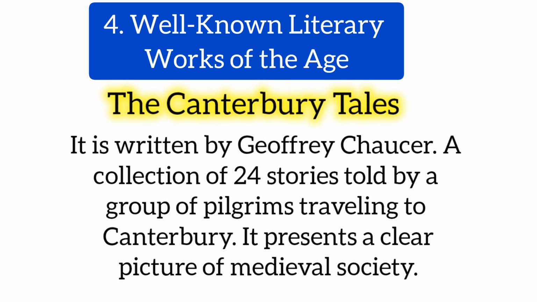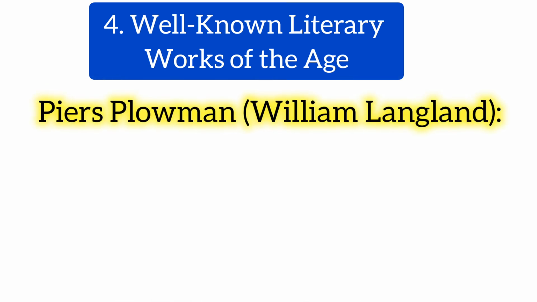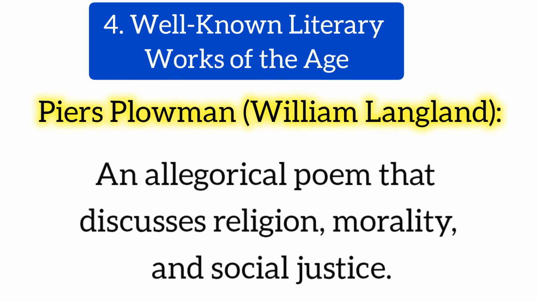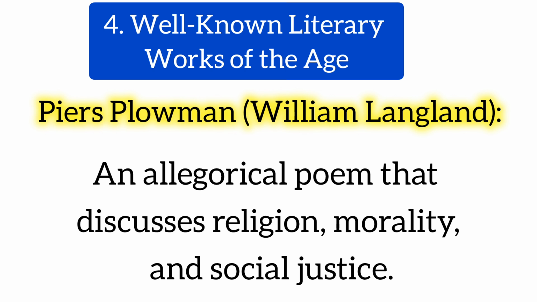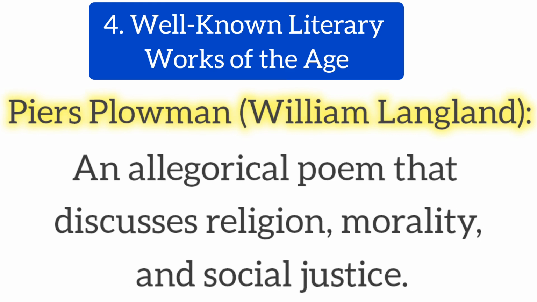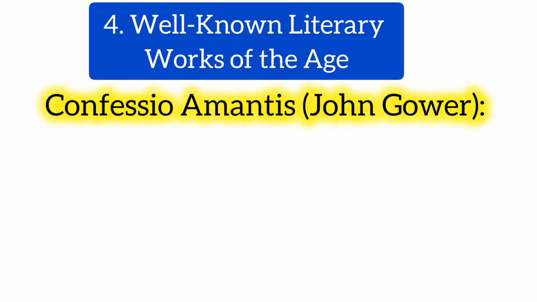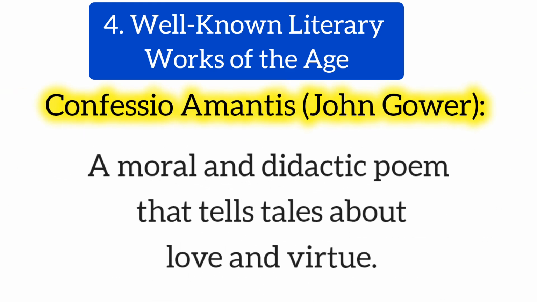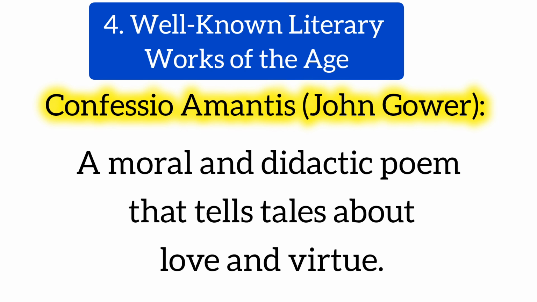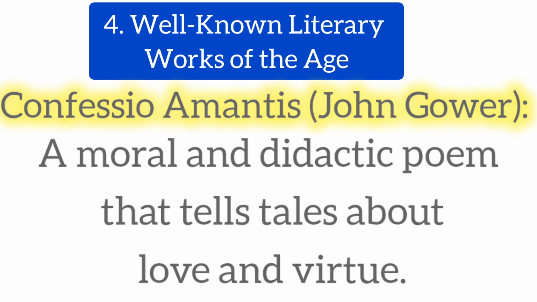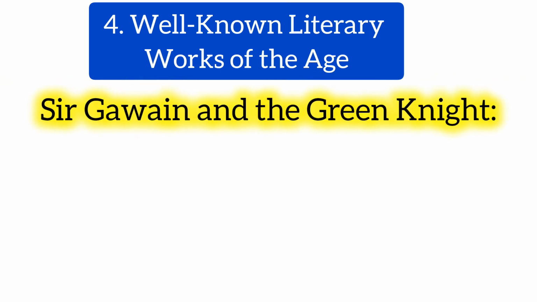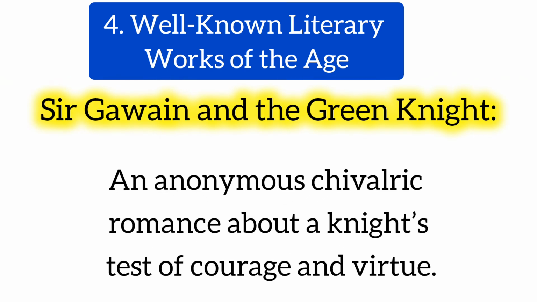Okay, number second important work is Piers Plowman, which is written by William Langland, an allegorical poem that discusses religion, morality, and social justice. Okay, the next important work of the age was Confessio Amantis, written by John Gower. It was a moral and didactic poem that tells about love and virtue. Next important work is Sir Gawain and the Green Knight. It is an anonymous chivalric romance about a knight's test of courage and virtue.